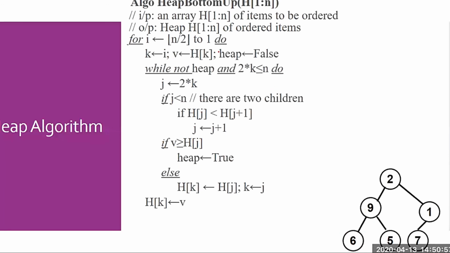If there are 2 children, I need to check for the rightmost child as well. So I check if H of j, which is this value, is less than H of j plus 1. If this is less than this, then I need to go to this particular position. If not, I can remain over here itself. So if j is less than n and this condition is false, directly I'll check if that value is greater than v, the vertex. I'm checking if this is greater than this. If it is true, then I'll make heap as true, because we already know that this is greater than this and this is also greater than this.